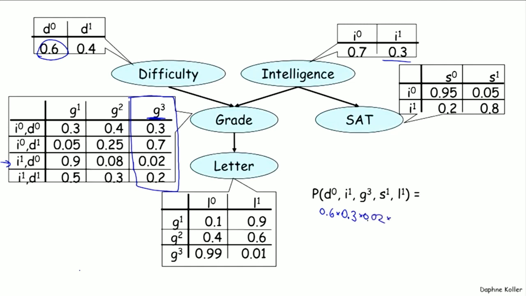Continuing on, we now have G3, so we want from this row, and we want the probability of L1, so we want this entry, 0.01. And finally, here we have the probability of S1 given I1, so that would be this one over here, and 0.1. And in this exact same fashion, we're going to end up defining all of the entries in this joint probability distribution.